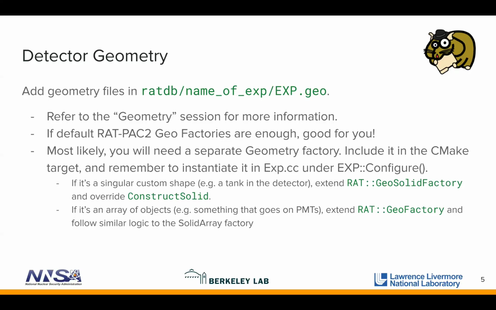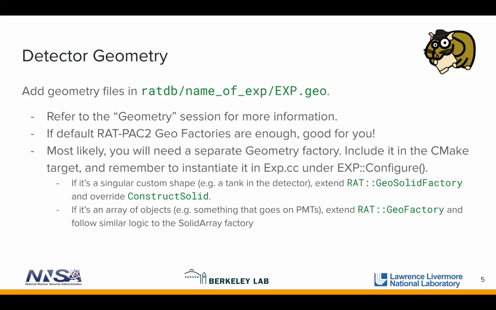So if you're lucky and your detector geometry is made of pretty simple shapes, you don't have to write a factory, which is a good thing, which means that you can just use the geo files as is and not have to write Geant4 C++ code. But most likely, you would need to create some sort of geometry factory to create more complex shapes like Boolean solids, or an array of things that you need to create, stuff like that.